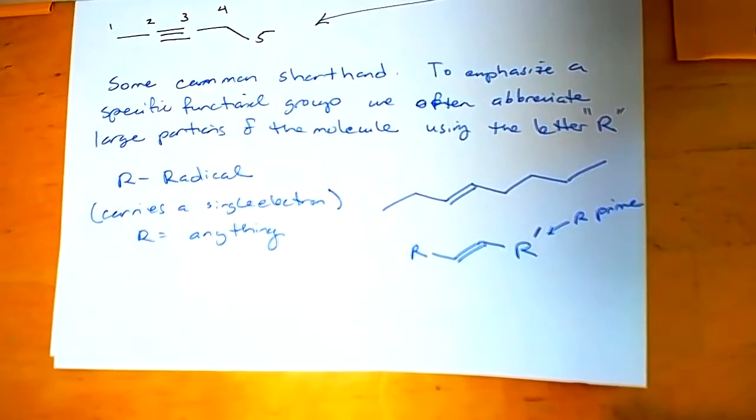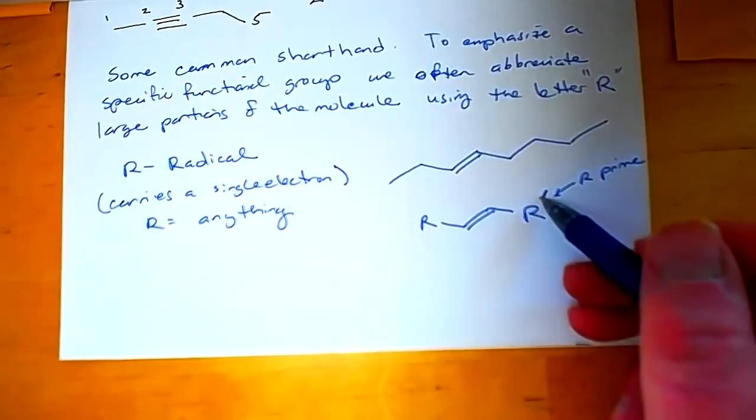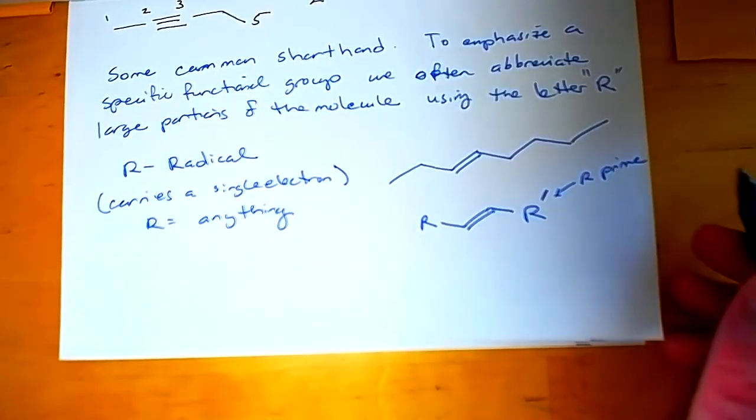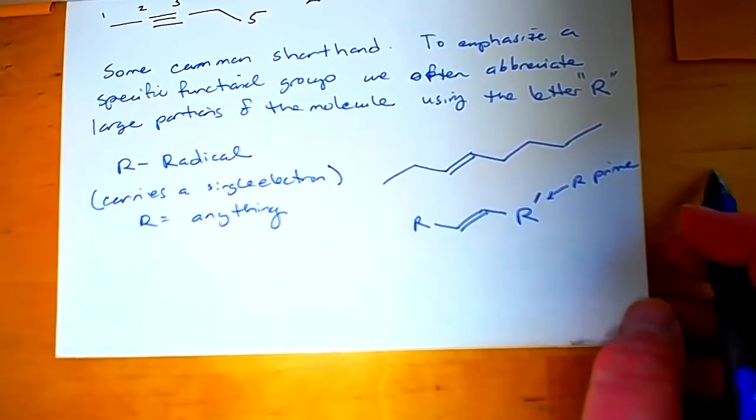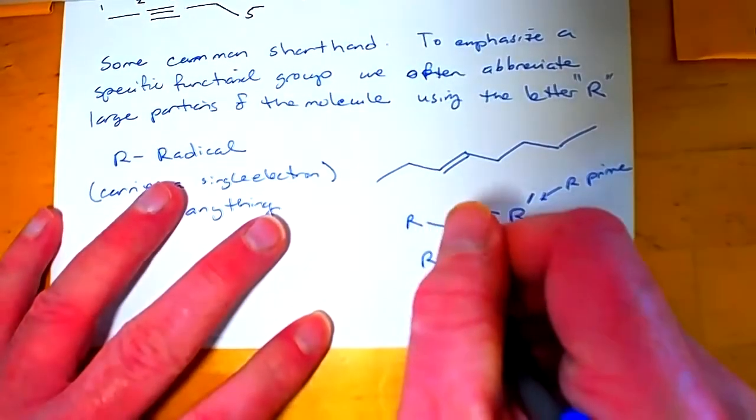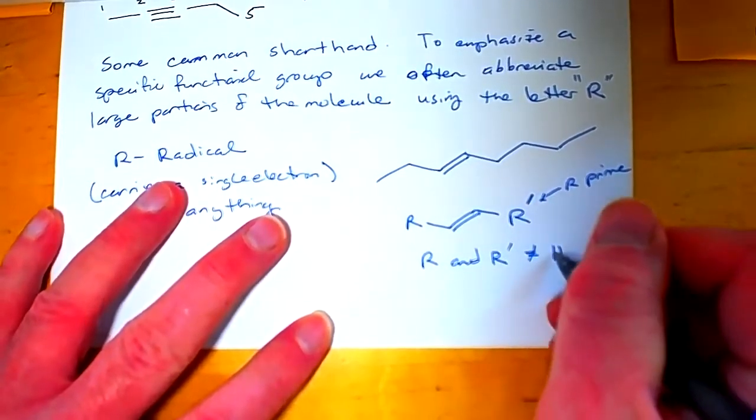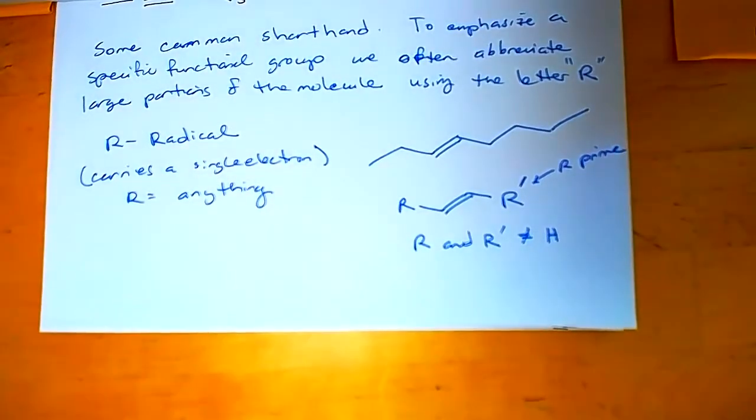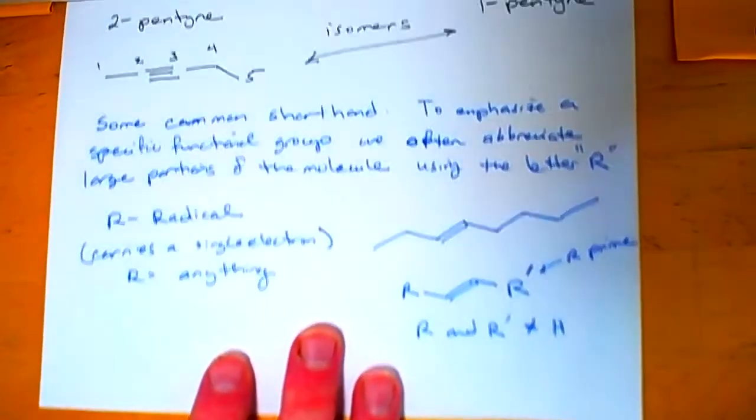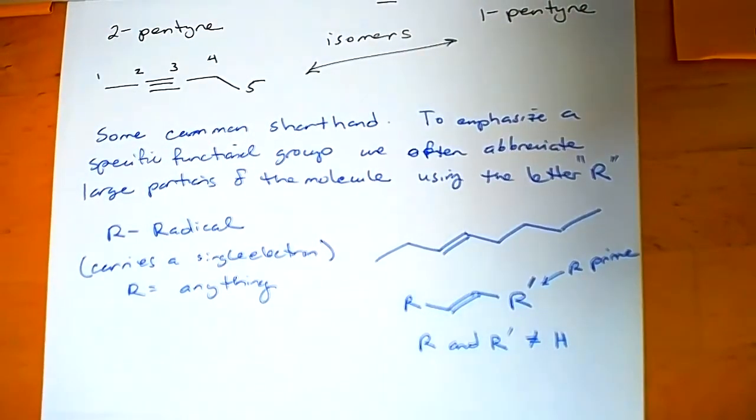And if you had three, then you would have two of those little tick marks there, and that would be R double prime, etc. Now, what I would want to say here is that R and R prime are not equal to hydrogen in this case, okay? So that is clearly telling me that this is a trans alkene, okay, without having to write the whole molecule out. Now, trust me, they get a lot more elaborate than this, but that's just kind of telling you the gist of how it works.